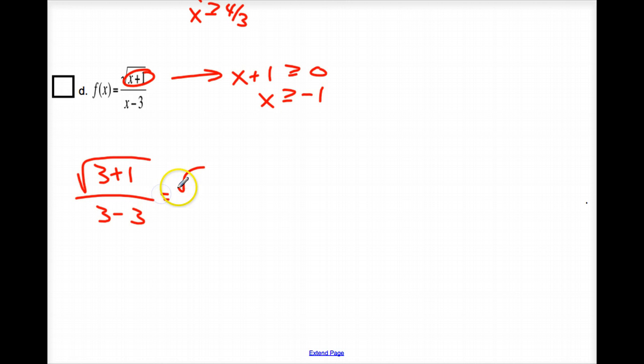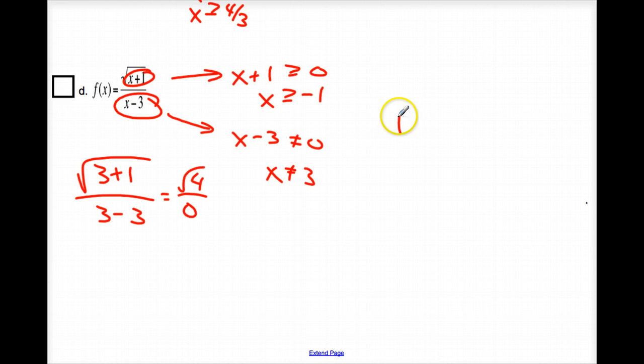you'd end up with the square root of 4/0. And you're going, wait a minute, 3 can't work because I'm dividing by 0. So that's where this second part comes in. You go, wait a minute, this denominator can't be 0. So x can't be 3. So there's two parts to our domain.